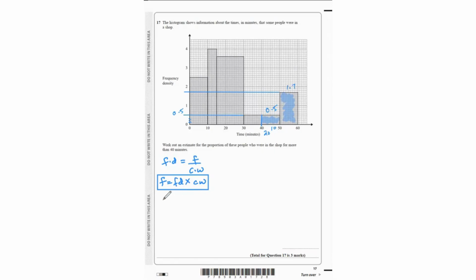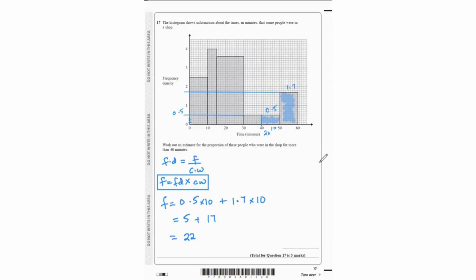So for the calculation for the frequency: 0.5 times 10 for 40 to 50, plus 1.7, which is the frequency density for this bar, times again 10, because the interval is 50 to 60. So 0.5 times 10 is 5, and 1.7 times 10 is 17. So 5 plus 17 is 22. So 22 people were in the shop for more than 40 minutes.